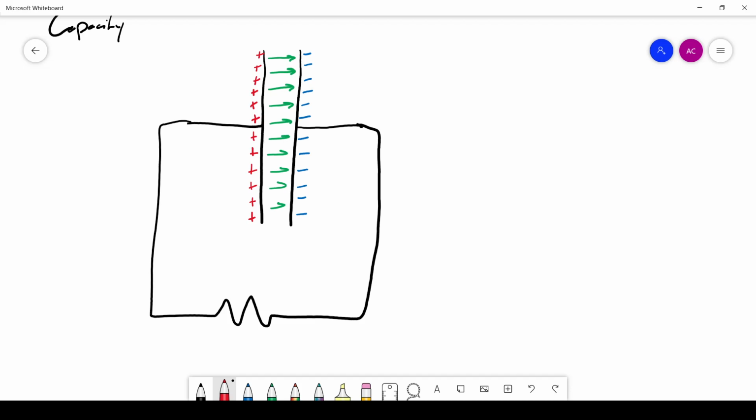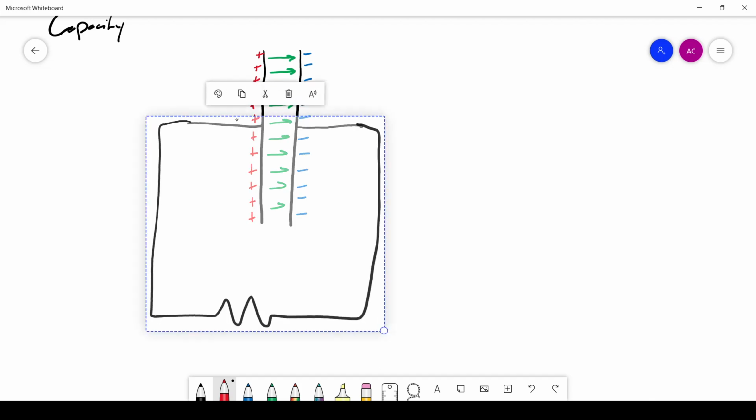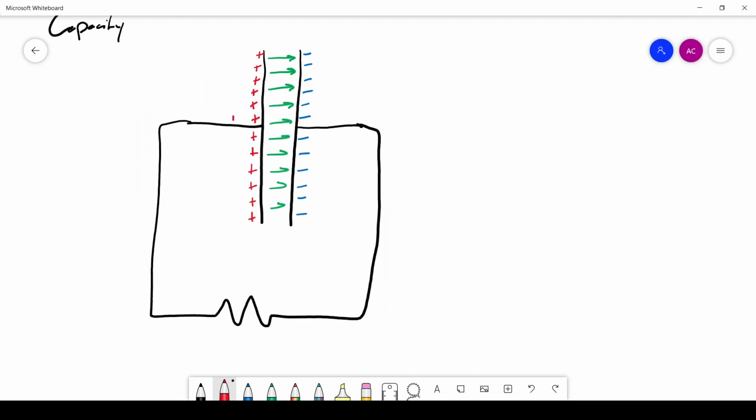Because those positive charges are all repelling each other, they're really close and they want to get far away from each other because similar charges repel. So what happens is all these positive charges are going to start getting pushed out into the circuit, okay? And that's going to be a current going across this resistor, which creates a voltage across that resistor, okay?